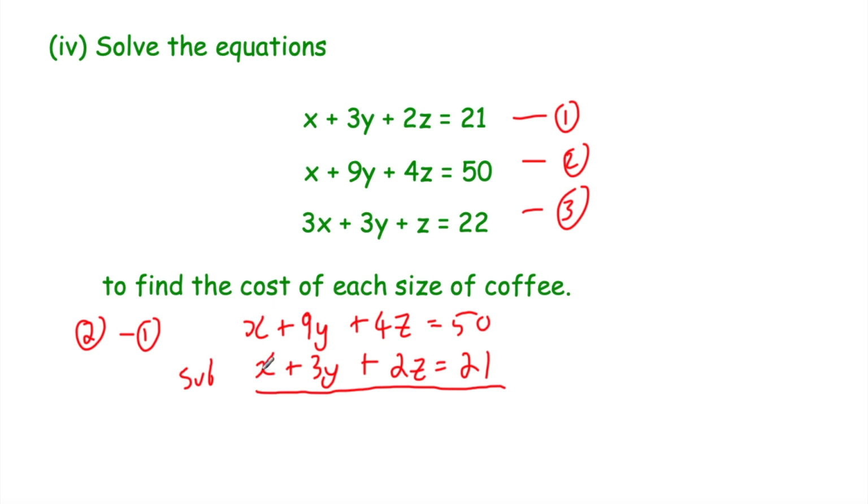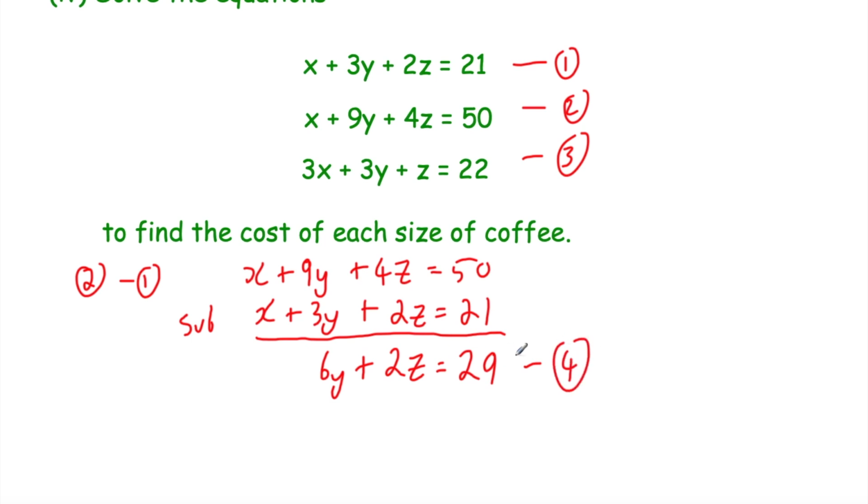So x take away x, well that's 0. 9y take away 3y, that's 6y. Plus 4z take away 2z, that's 2z. And then we've got 50 take away 21, that's equal to 29. So that's fantastic. We've got an equation without the letter x in it, without that variable x. We've eliminated it. And I'm going to call this equation 4 because it's very important, this equation. It's an equation without the letter x in it. Okay, so we've got one equation without the letter x in it. Now let's find another one.